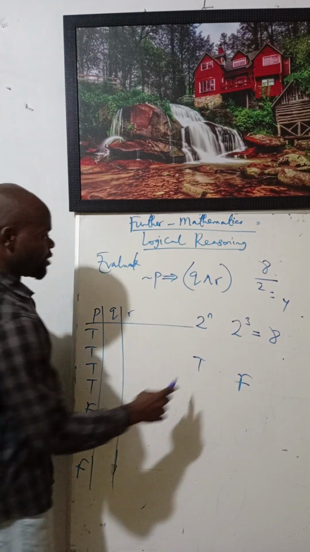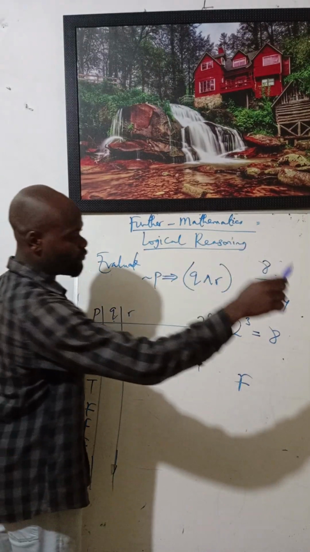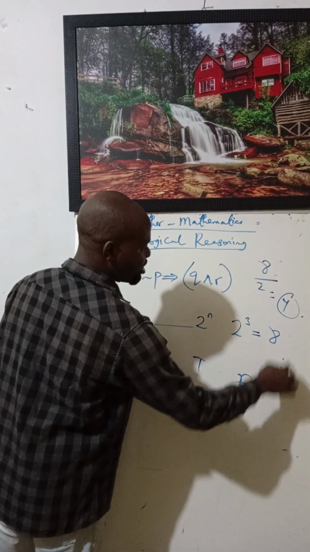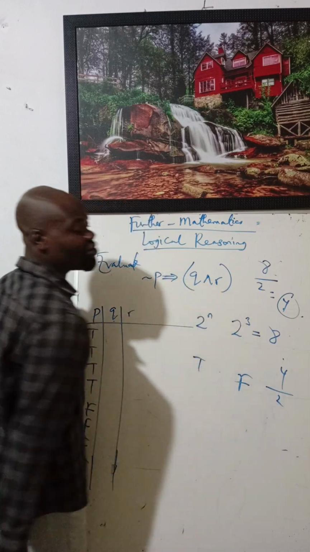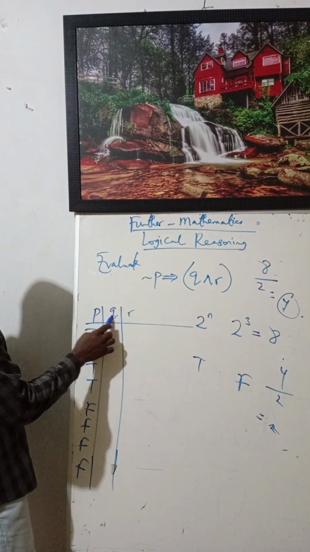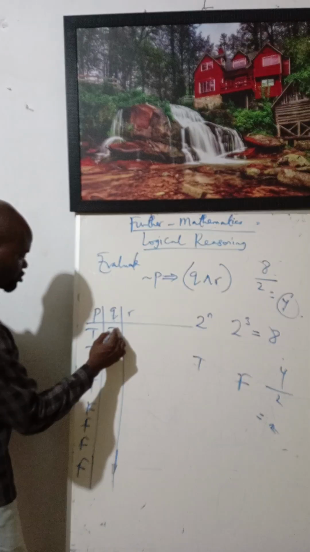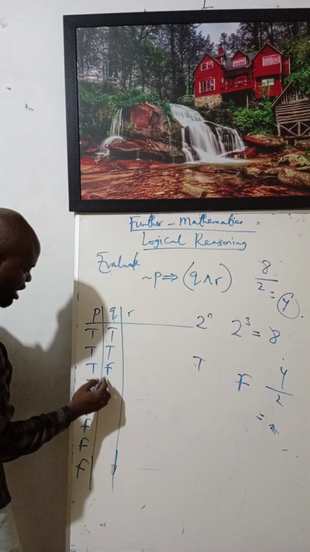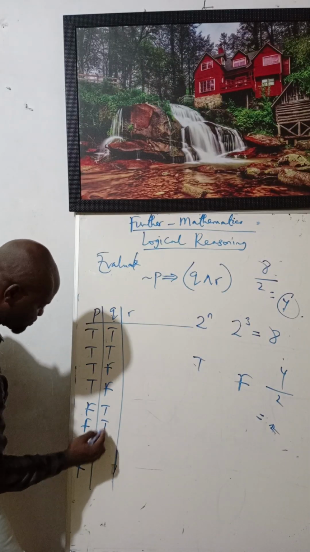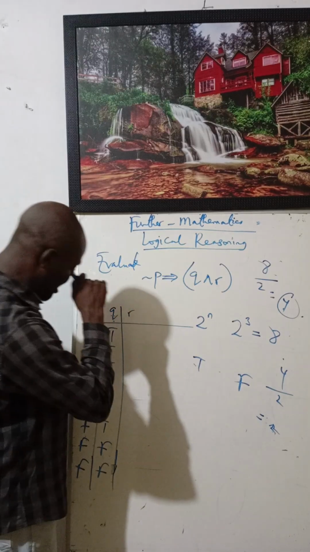Now for Q, since we are done with P, we take that 4 and divide it by 2 again. Always divide by 2. That's 2. So for Q, T takes 2, F also takes 2. T takes 2, F takes 2, then another 2 and another 2. You can see now. T takes 2, F also takes 2.